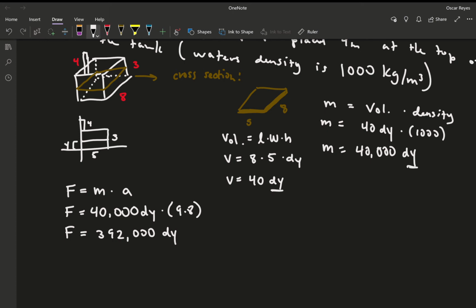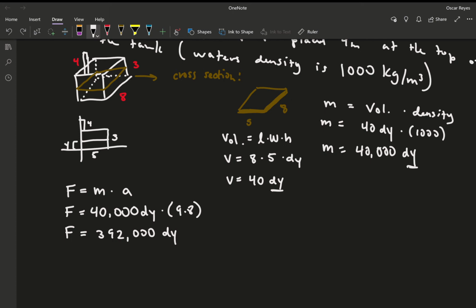So our force is 392,000 times dy, which is our thickness, right? But that's not our displacement. We need to go ahead and figure out displacement. And that's why I said it depended on how you drew it out. So on our graph, this graph here, our displacement is how much does the water need to move through it.